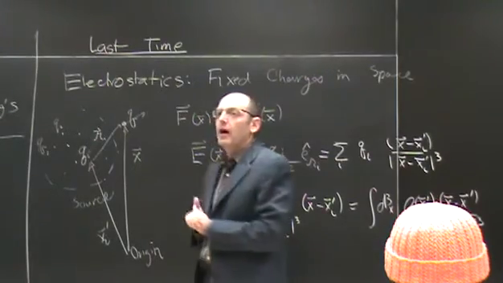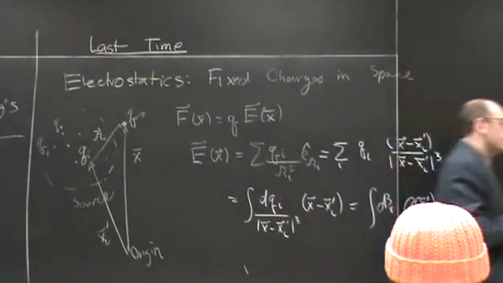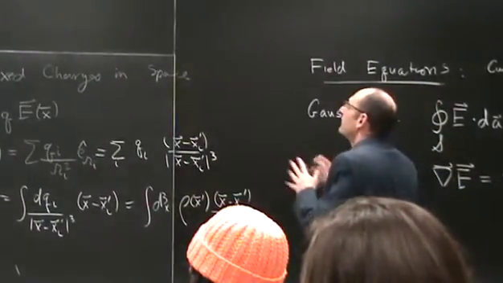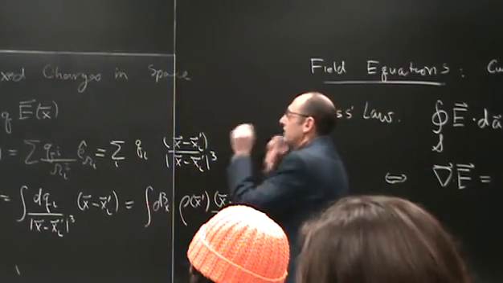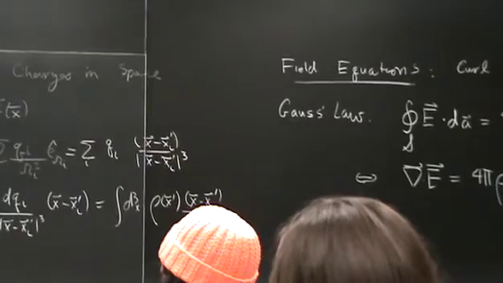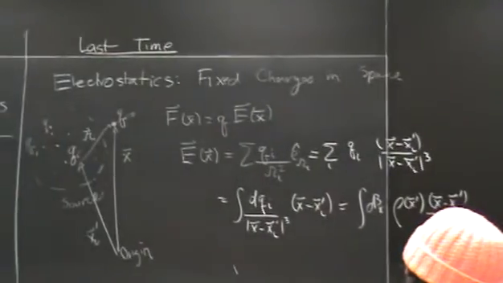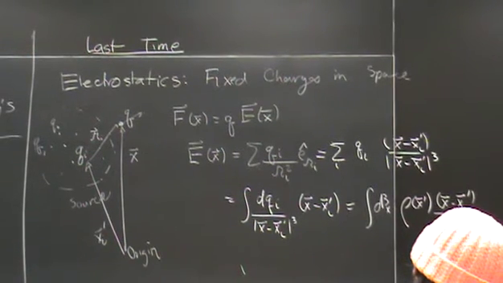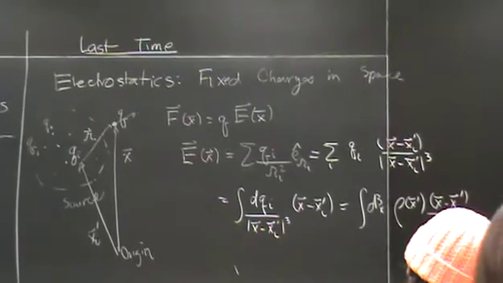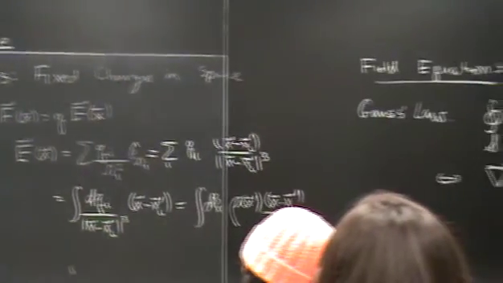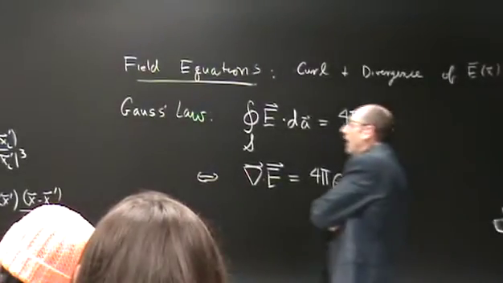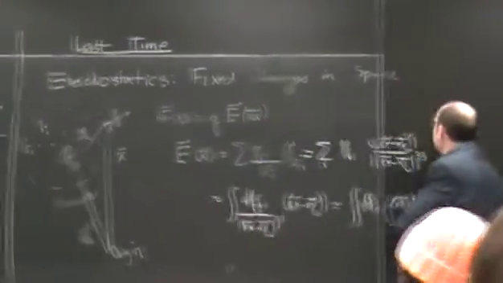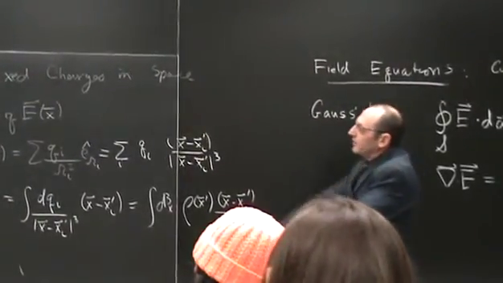Okie dokie. So last time we were laying down these foundations for electrostatics. This is looking at the problem when we have charges that are fixed in space. And Coulomb's law is the foundation there. And from that, we define the electric field in electrostatics in terms of the source from all the individual charges producing the 1 over r squared central force.